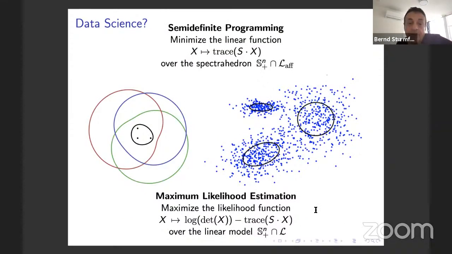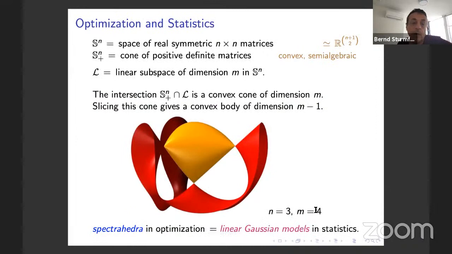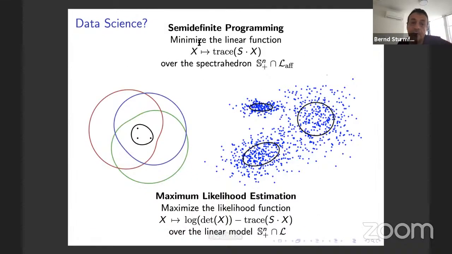As I said, optimization and statistics are foundational for data science. And here, with the objects I described, we have the corresponding optimization problem. A semi-definite program is the problem of minimizing or maximizing a linear function over the spectrahedron. So this is the cone intersected with an affine space.